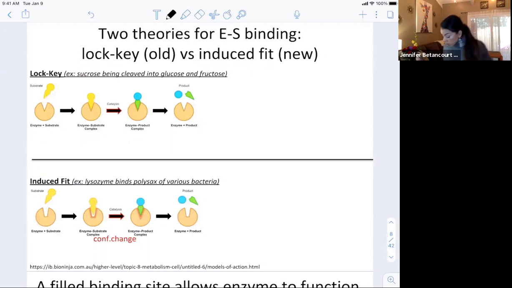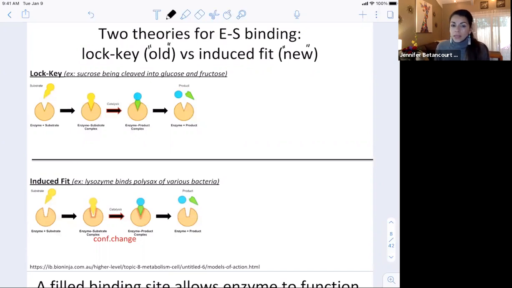And so there are actually two models for this. The first model that I'm going to present is the original model that we thought was happening. And remember, science changes over the years based on new information that we acquire. So that's why I call it the old model or the OG model, the original model. But as science progressed throughout the years, we learned that sometimes the old model exists for some enzymes, but most enzymes use this thing called the induced fit.